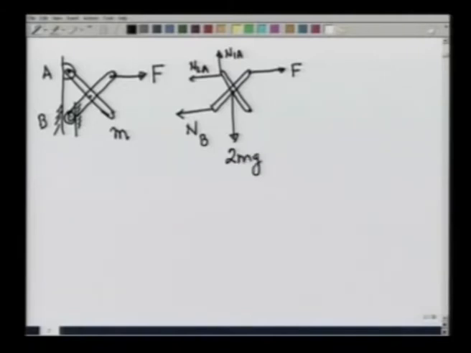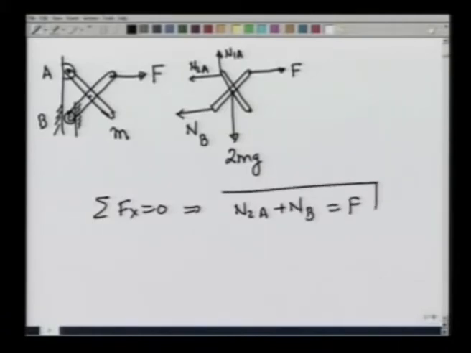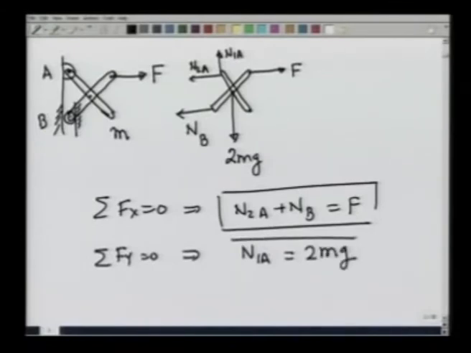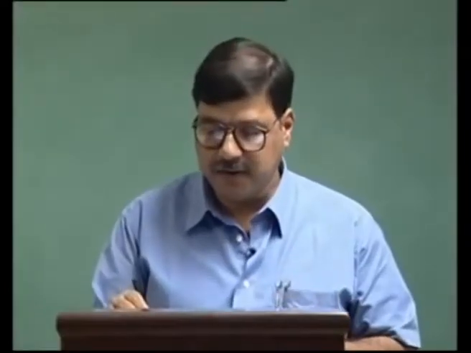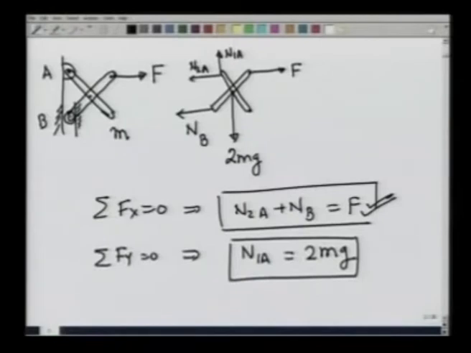If we were to bring this in equilibrium, summation Fx equal to 0 would give me N2A plus NB equals F. That is one equation. Similarly, summation Fy equal to 0 would give me N1A equals 2mg. Remember what we are after: we are after calculating this force F required to keep the entire system in equilibrium.